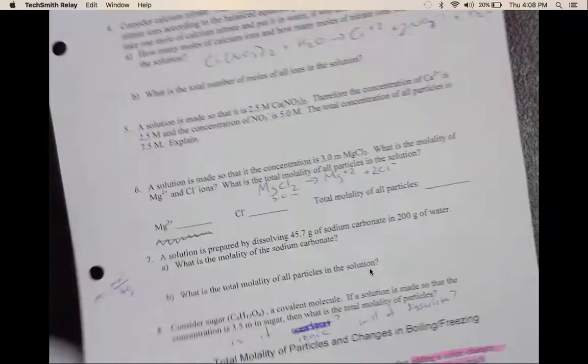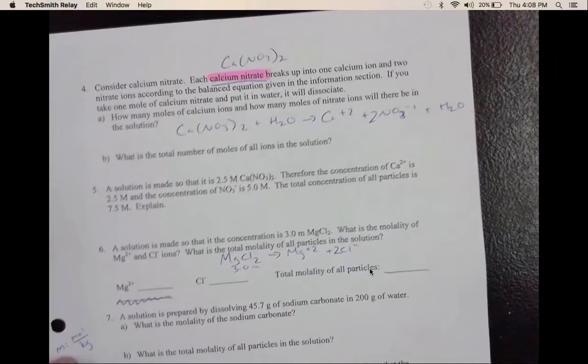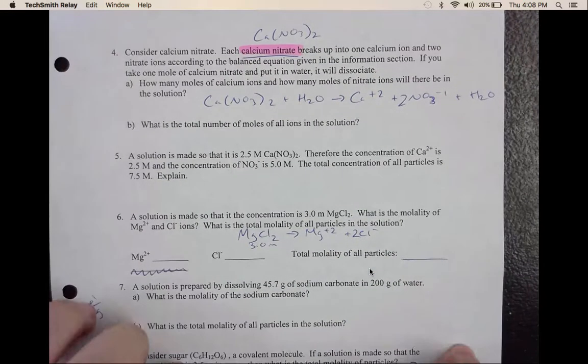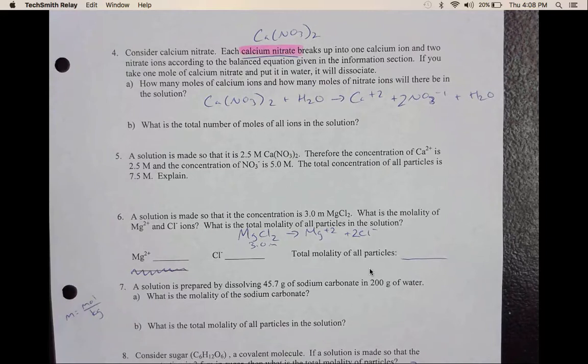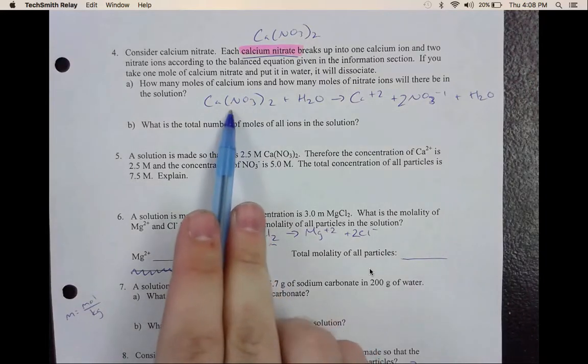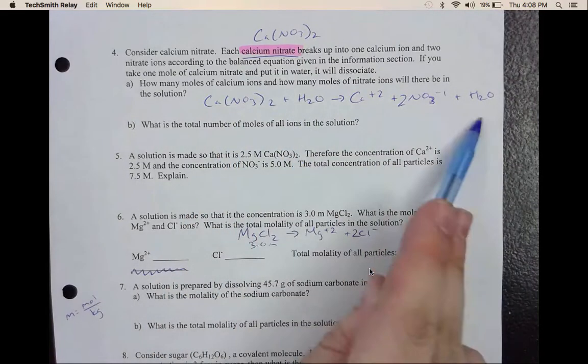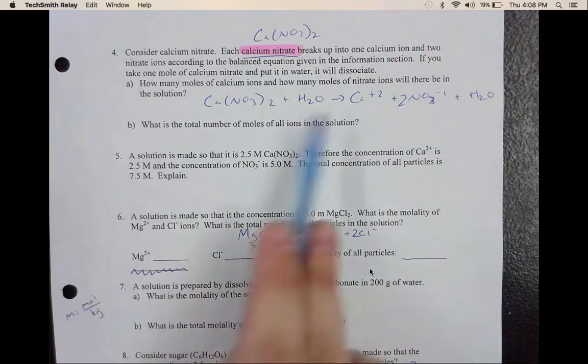Next, question 4. Question 4 is asking us about calcium nitrate. It tells us that calcium nitrate will break up into a calcium ion and two nitrate ions when it's dissolved in water. So I wrote out the formula for you guys. Remember, whenever something dissociates, it's always placed in a solution, it's always dissolved.